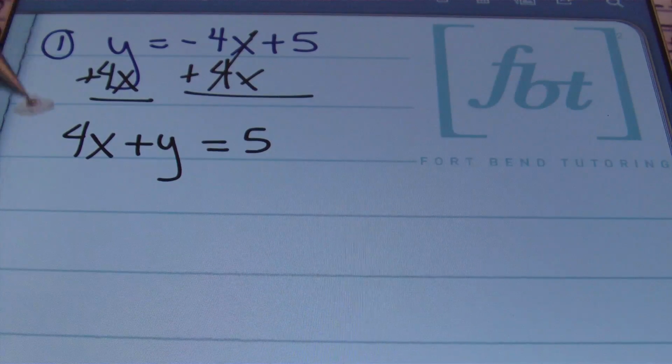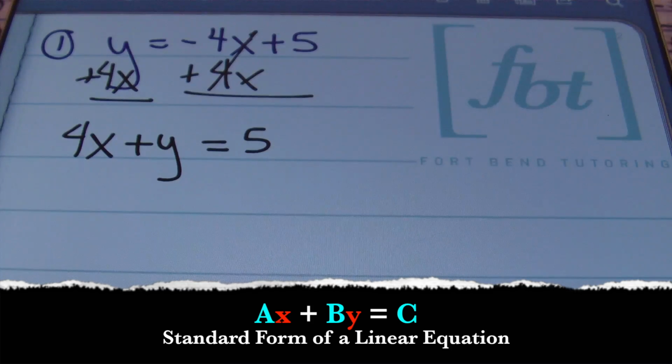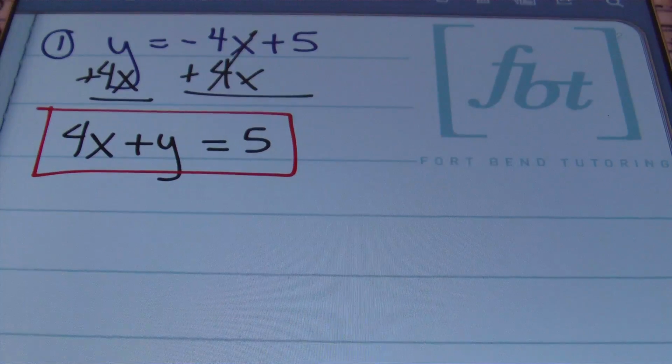And that's it. That's the answer in standard form. Because notice I have it in the form of ax plus by equals c, and there you have it. All of my coefficients are integers, meaning that they're not fractions or decimals, and my first coefficient a is positive. So I'm good. I'm going to put a box around this. That's the result of problem number 1. That's standard form. Done and done.